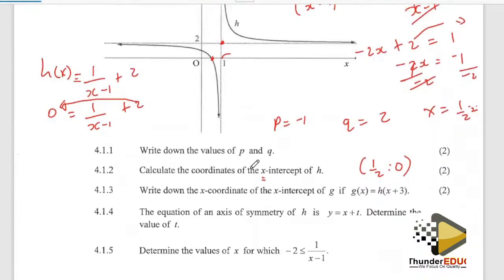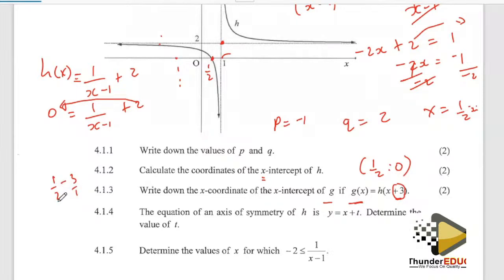Then 4.1.3, can you write the x coordinate of the x-intercept of g if g of x is h of x plus 3? Now this 3 simply means we are shifting the graph 3 units to the left. That's going to be, so this is a half. Now we must shift it 3 units. So it's the same as someone saying a half minus 3.